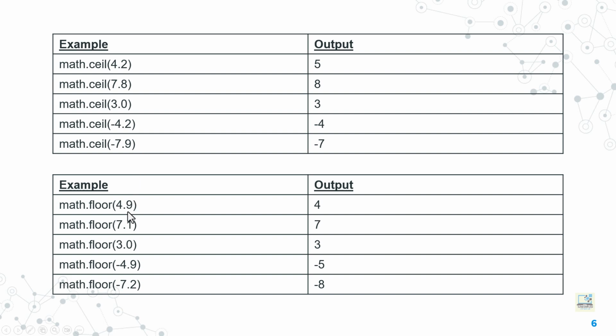Similarly, floor will do it for the lower value, that is rounding down. So 4.9 will round down, means reduce to 4. 7.1 will reduce to 7. 3.0 again, it will not do anything, it will return the same number. And then minus 4.9, that's a negative number, reducing will make it minus 5. Minus 7.2, reducing it will make it minus 8.